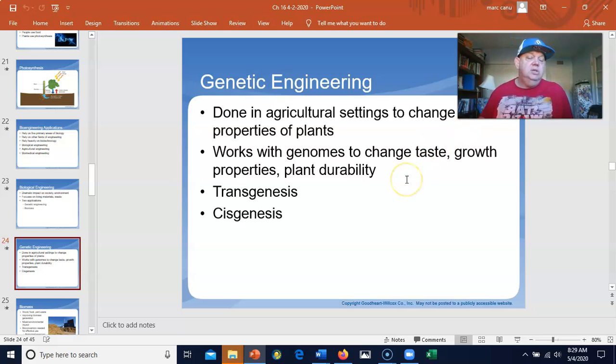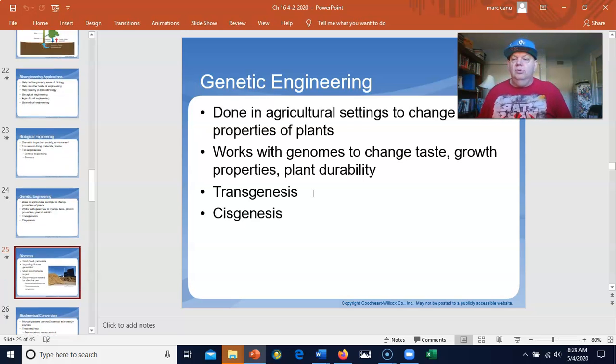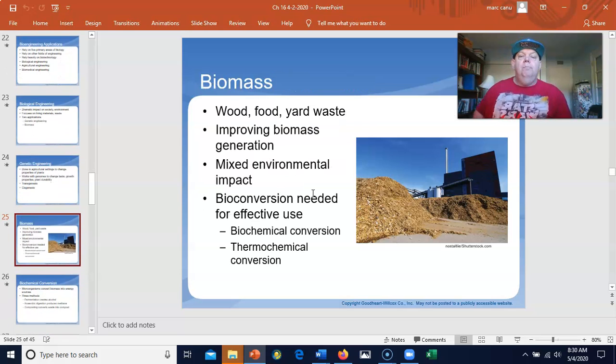Transgenesis, cisgenesis. Essentially, if you break it down, with transgenesis you're making a major change. Cisgenesis is more like a small change in comparison. I'm not too worried about those terms.